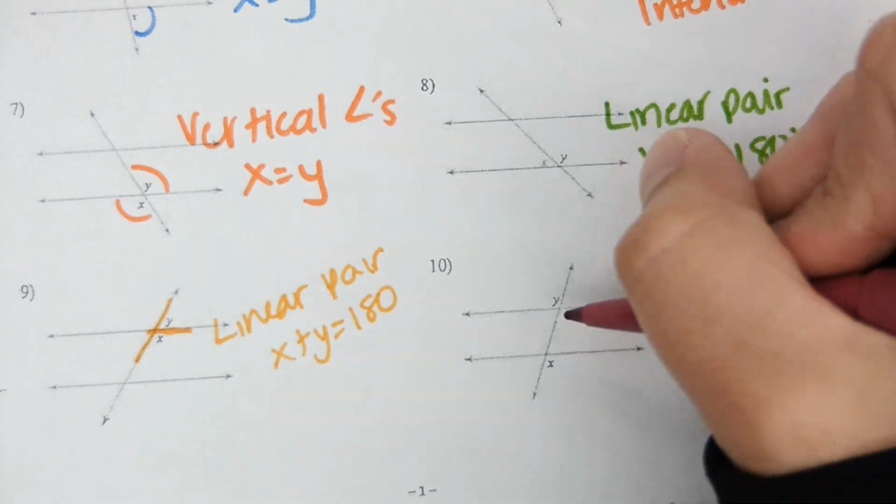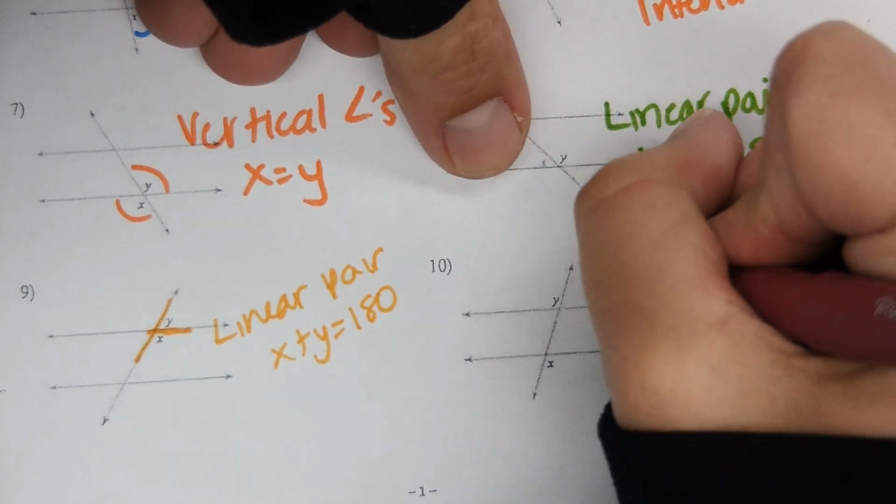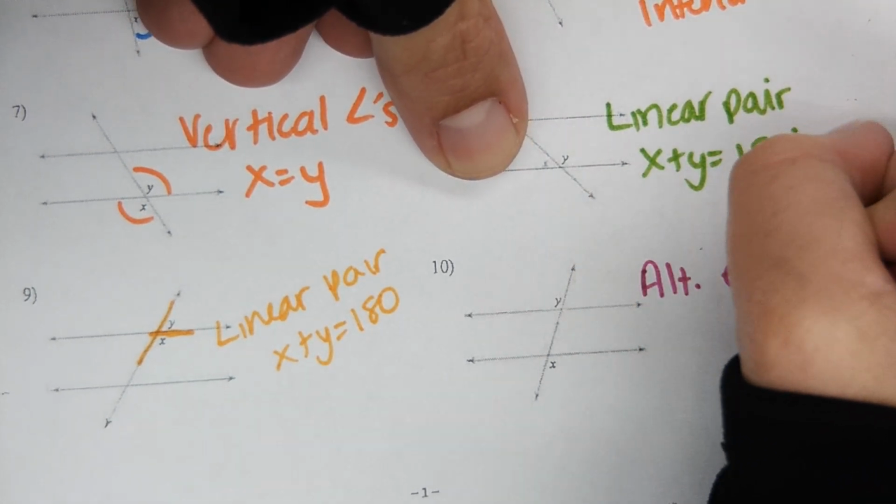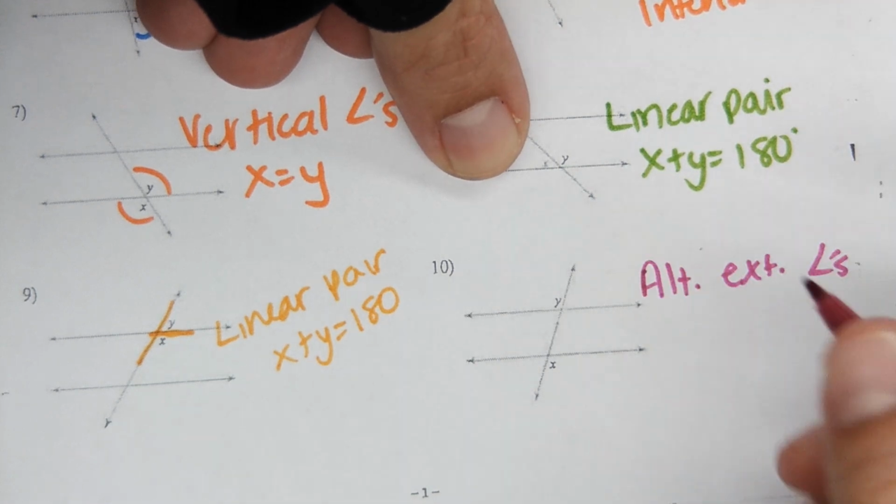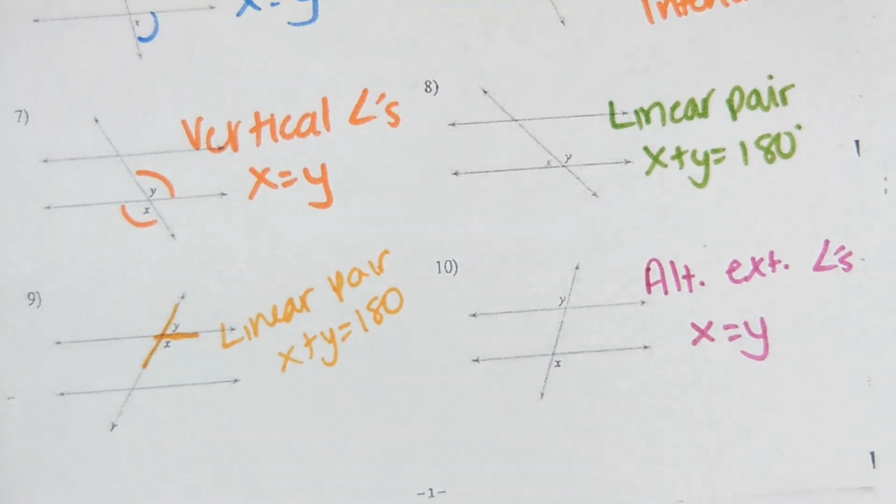And then number 10, alternate exterior angles, and they are equal. So x equals y.